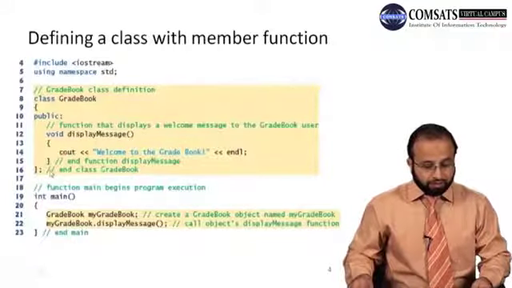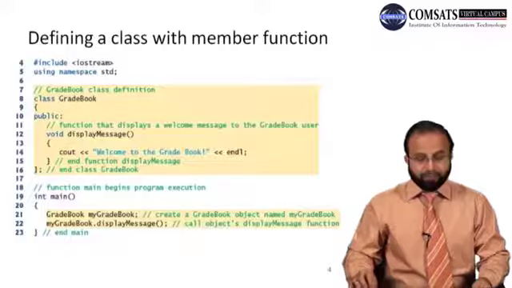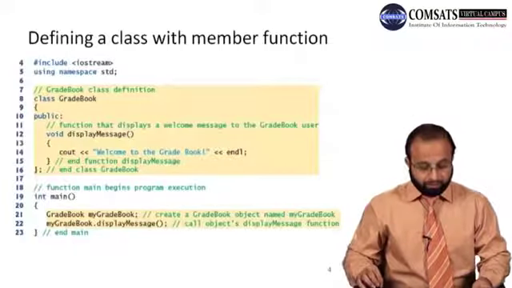Then we have a main function, and within the main function we create an object of GradeBook, myGradeBook, and then we call the function displayMessage with the object. In line number 22 you can see myGradeBook is an object of the GradeBook class. Then we have a dot operator and the displayMessage function. We're calling the displayMessage function. Now it will display the message welcome to GradeBook on the screen, right?